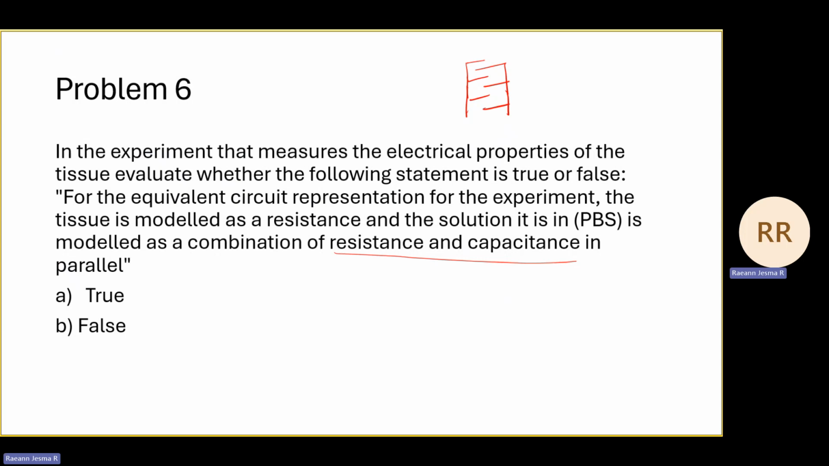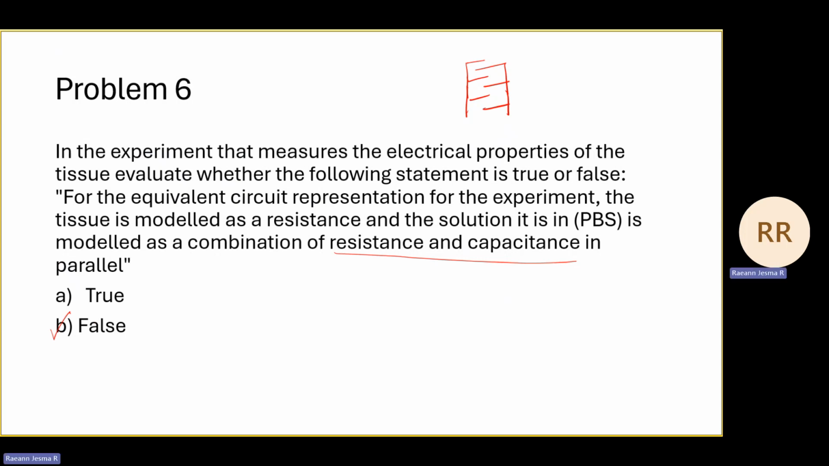In previous lectures, when we were talking about the electrical properties of a tissue, we always represented it as impedance, right? A combination of resistance and capacitance. So not just resistance. So this is false. The correct answer for this question is false.